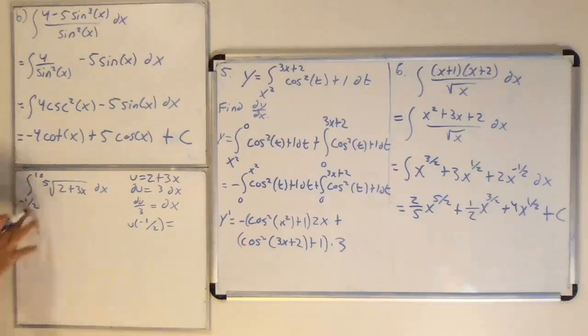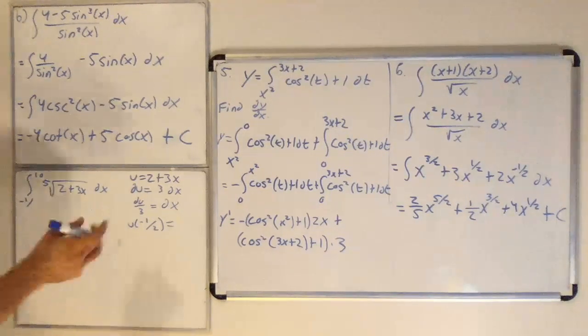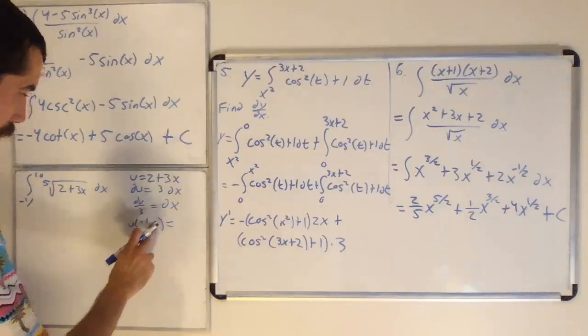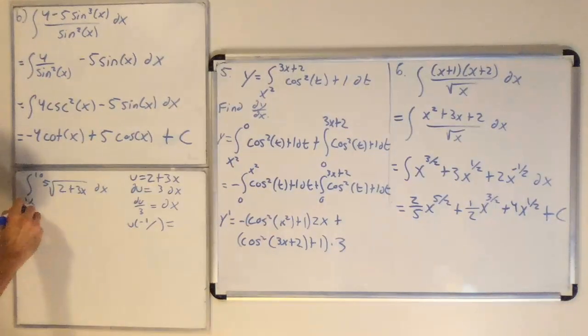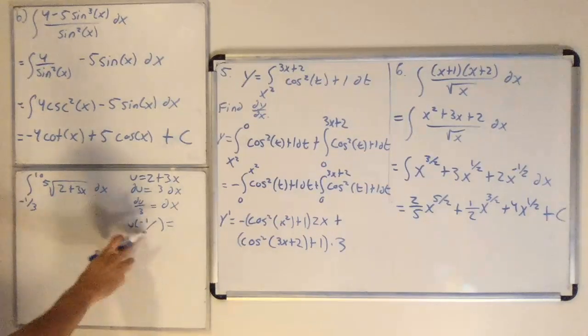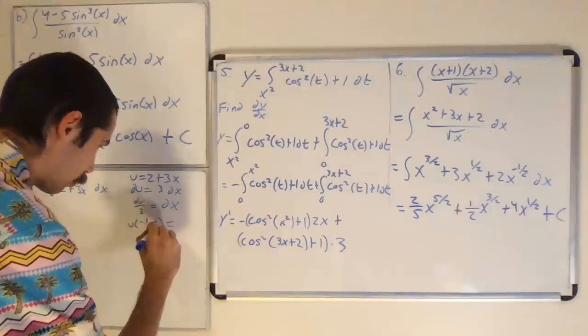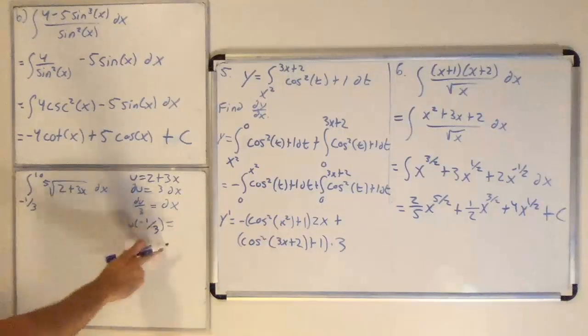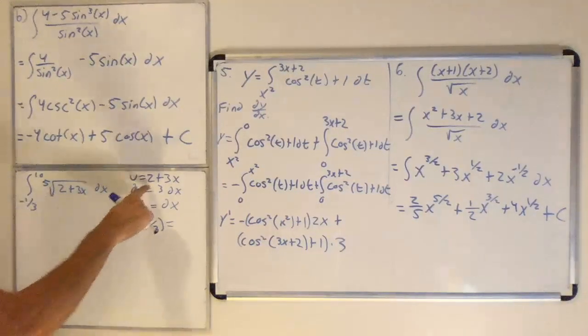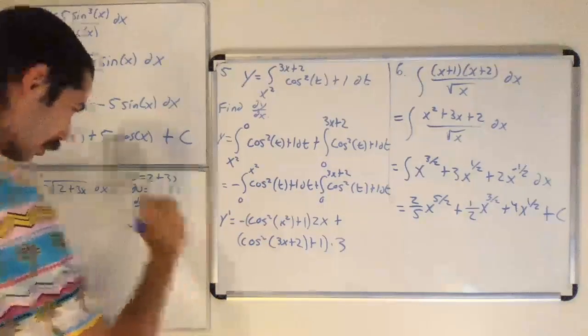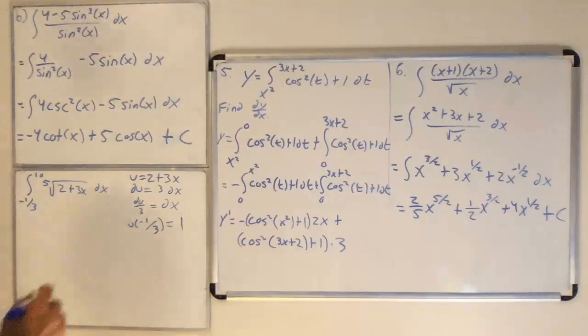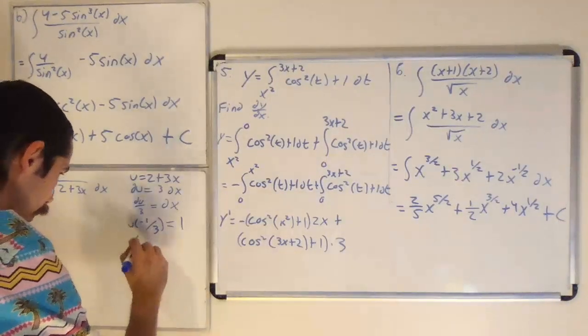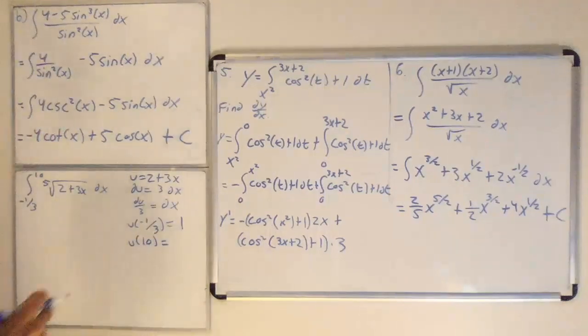Oh, sorry, I wrote the question down wrong. Usually these questions have nice clean numbers. The integral from negative 1/3 to 10. I mean, if it was negative 1/2, it's not the end of the world. But u of negative 1/3 is 2 minus 1, which is 1. And u of 10 is equal to 32.